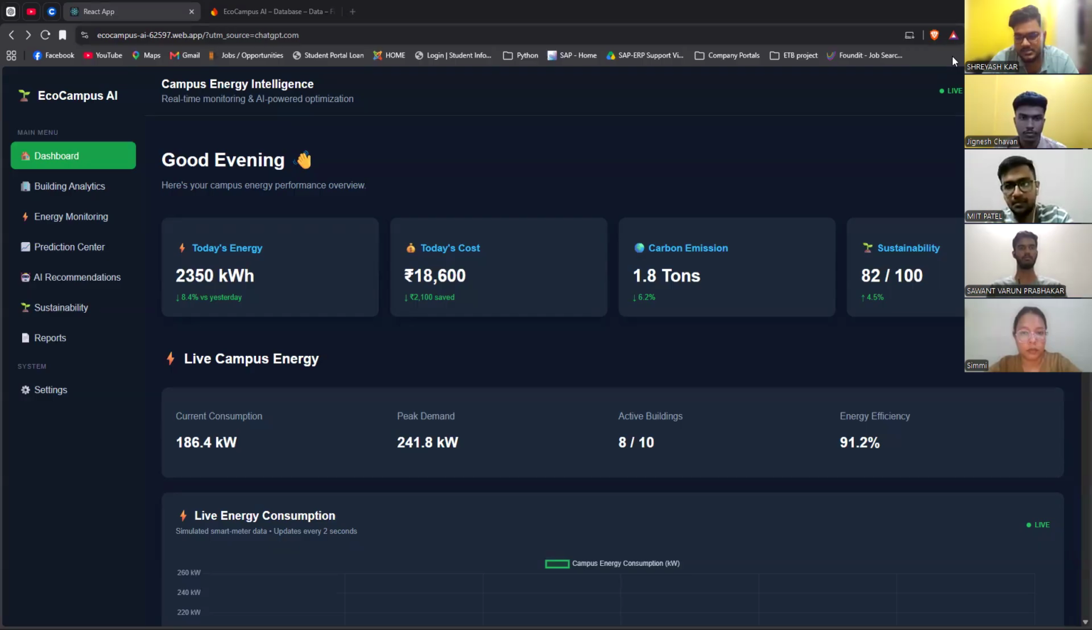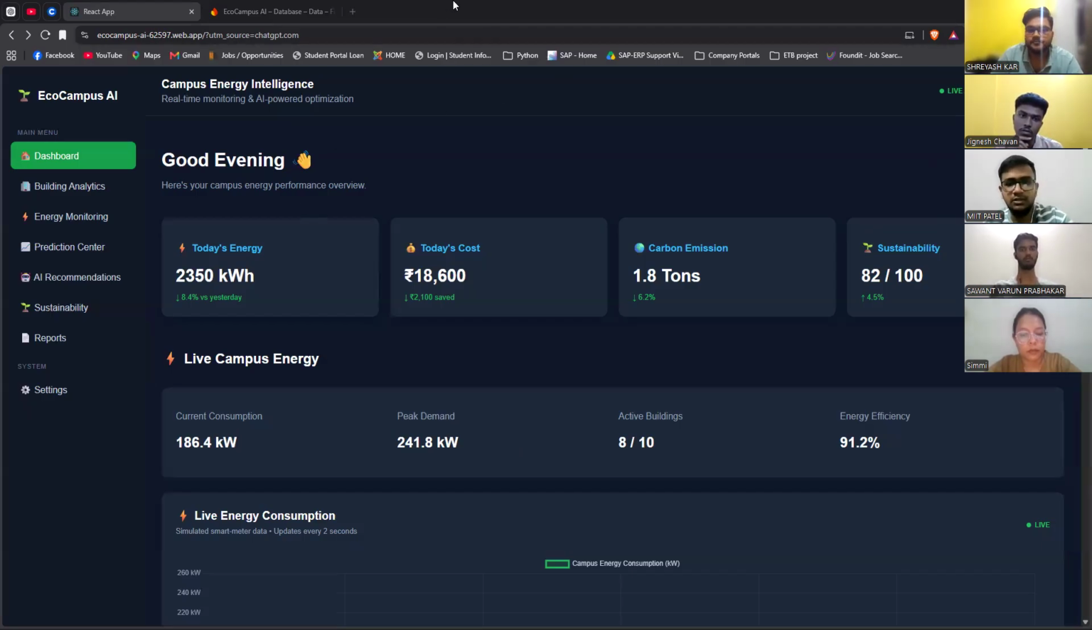EcoCampus AI addresses this gap by combining IoT-based data collection, real-time monitoring, analytics, anomaly detection, prediction, and AI-supported recommendations. I will now demonstrate how the information moves from data to management decisions. So for the further explanation, I would like to invite Meet for the further explanation.